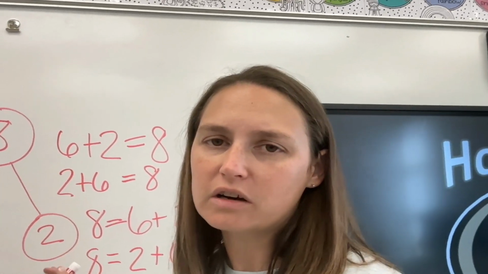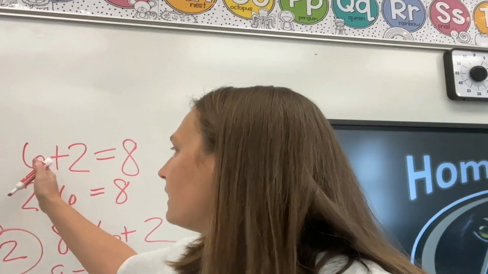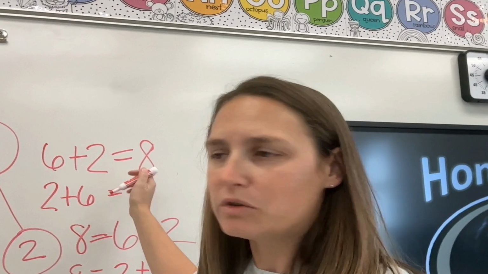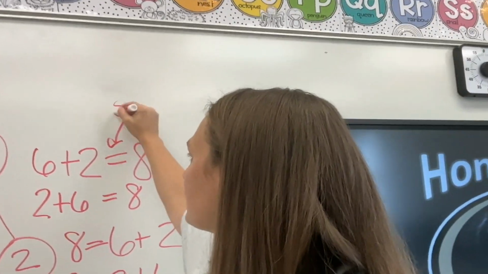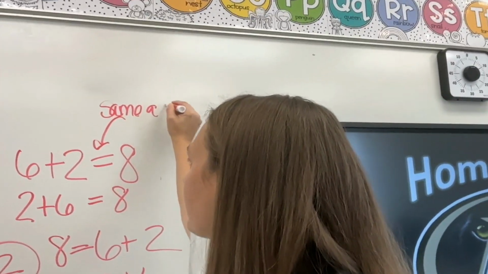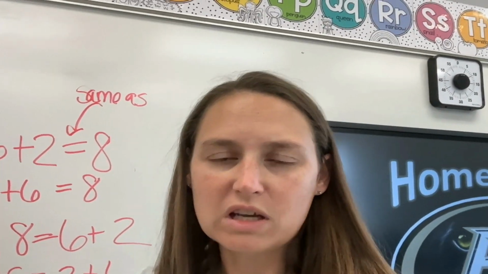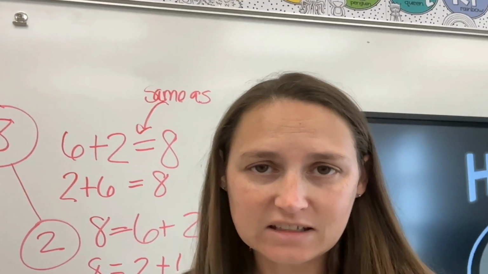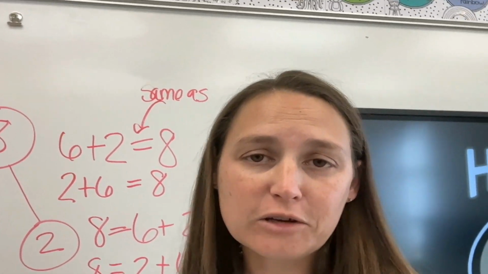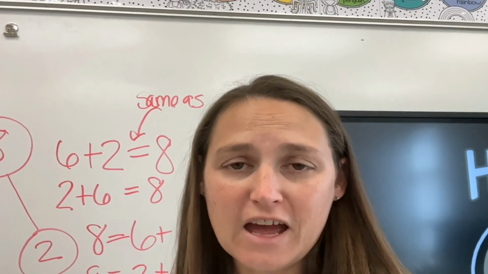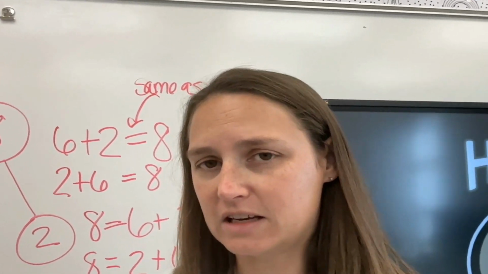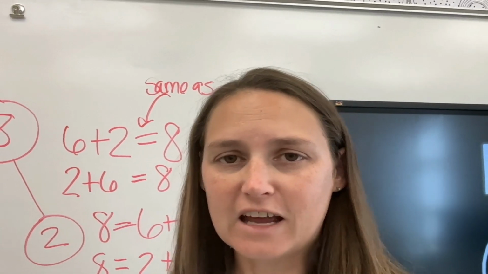We're working really hard on understanding that each side of the equal sign has to be the same. A lot of times we'll talk about the equal sign meaning "the same as." So I should be able to read my number sentence: 6 plus 2 is the same as 8. And that's the commutative property of addition, and that's how we're looking at balanced equations and understanding the equal sign and the role it plays in a number sentence.